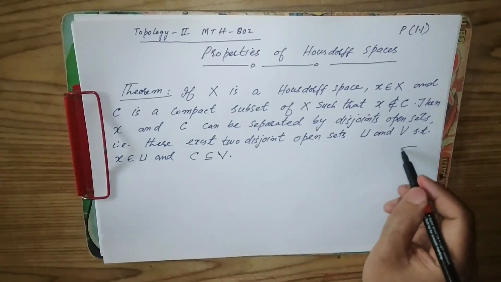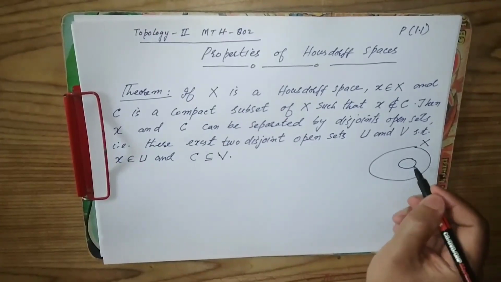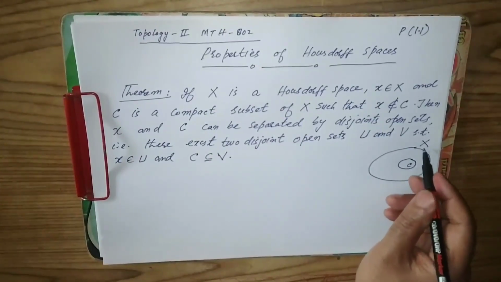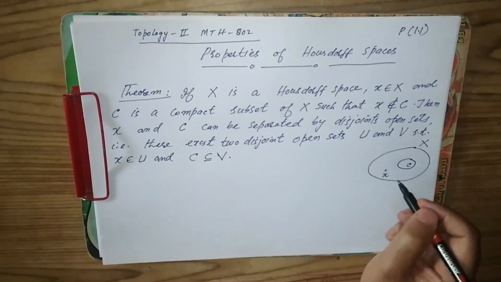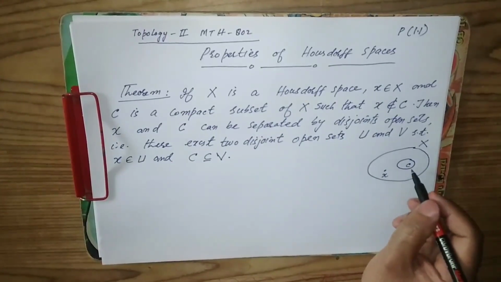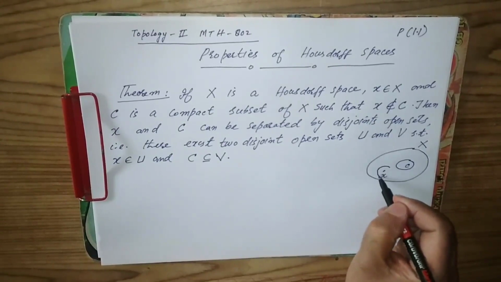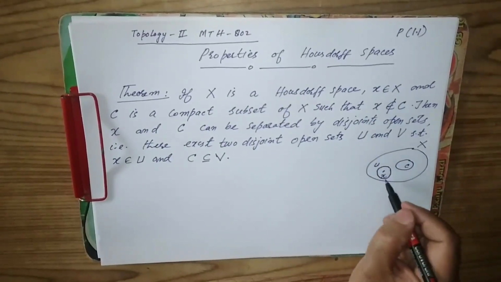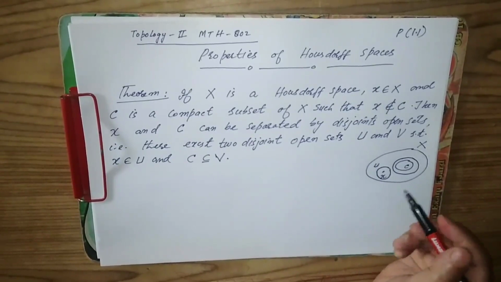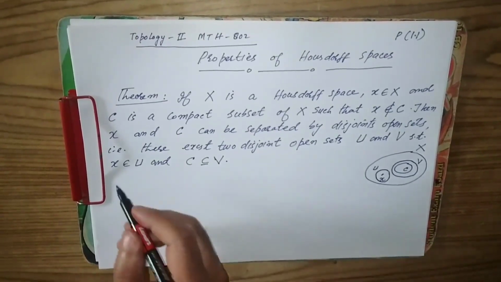So it's like this. X is a Hausdorff space, C is a compact subset of X, and x is a point in the topological space X such that x is not in C. Then we need to show that there exist two disjoint open sets, one contains the point x and the second contains this compact set C. So there are two disjoint open sets, U, which contains the point x, and V, which contains the compact set C. That's what we have to prove. So let's prove this theorem.